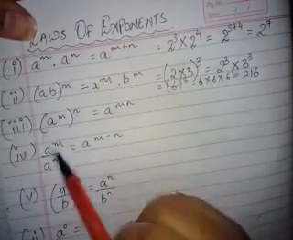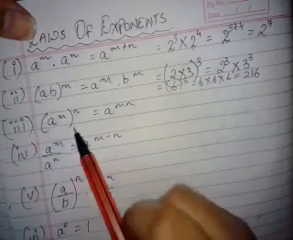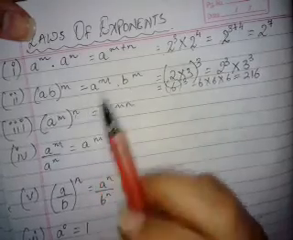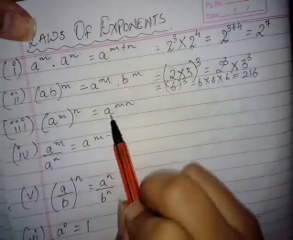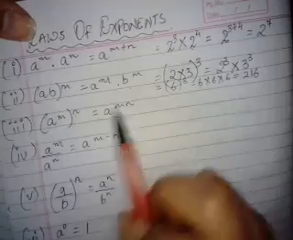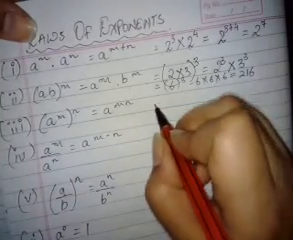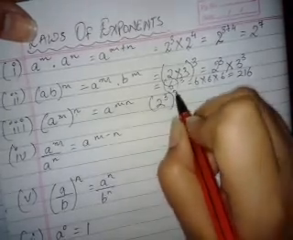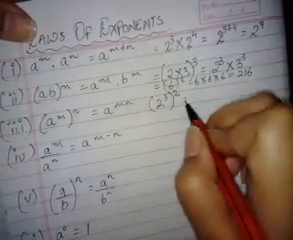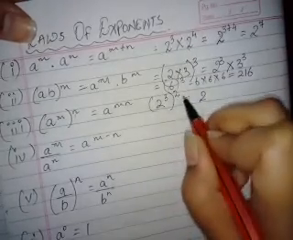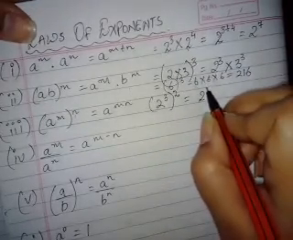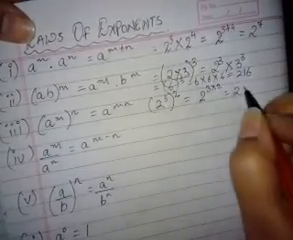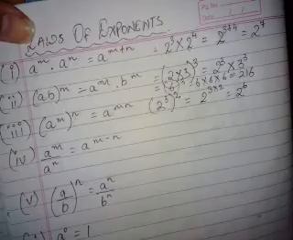Now look at the third one. a raised to the power m, inside the bracket, and outside the bracket there is one more exponent, that is n. So what it will give you is a raised to the power m multiply by n. For example, you have 2 with exponent 3 inside and 2 outside. What you have to do is multiply both these exponents. 3 multiply by 2, 3 2s are 6, so 2 to the power 6.